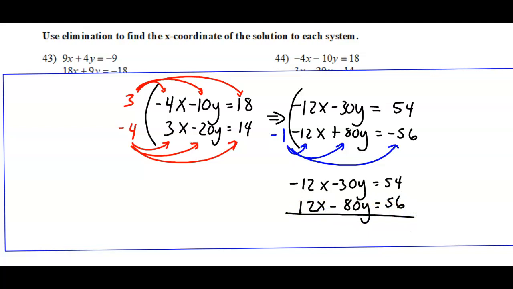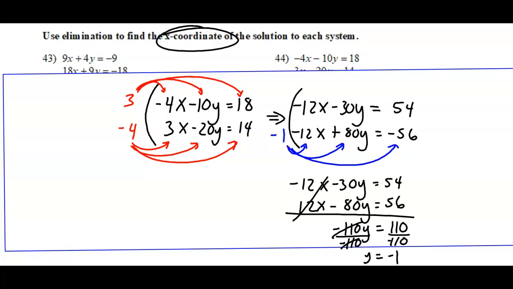So -12x and +12x cancel when you combine them. The -30y and the -80y becomes -110y. And the 54 and the 56 also becomes 110. So if we divide, we get 110 divided by -110, and we end up with y equals -1. Now the problem is asking us to find the x-coordinate, so I've got the y-coordinate, but I do want to find the x-coordinate.